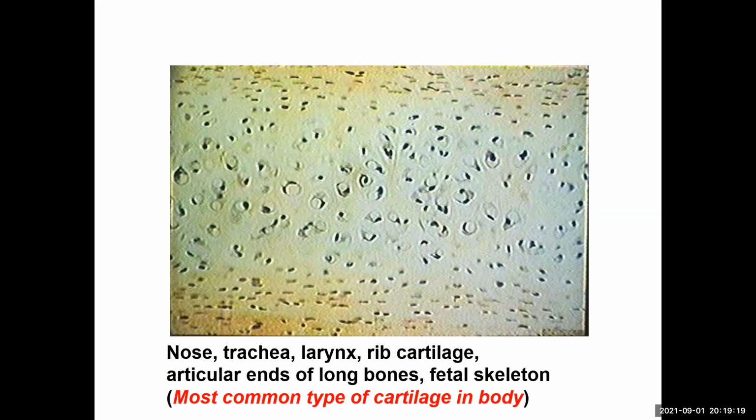So hyaline cartilage, again, very, very common. You'll see it in the nose, the trachea, the larynx, the costal cartilage, which is our rib cartilage. We'll see it at the ends of our long bones, and then in the fetal skeleton.